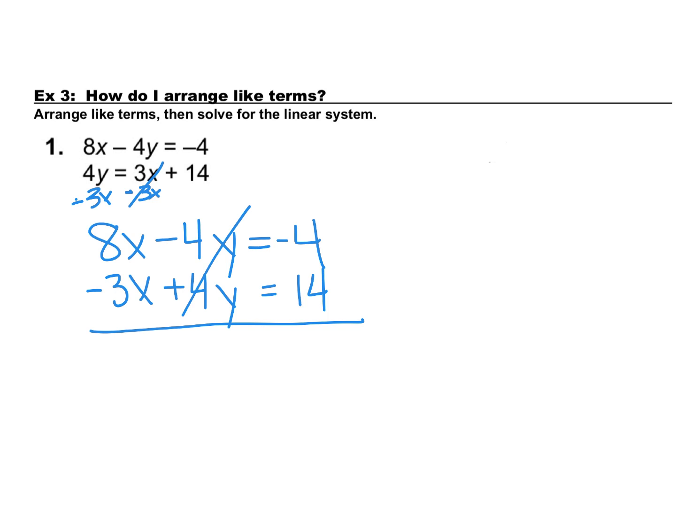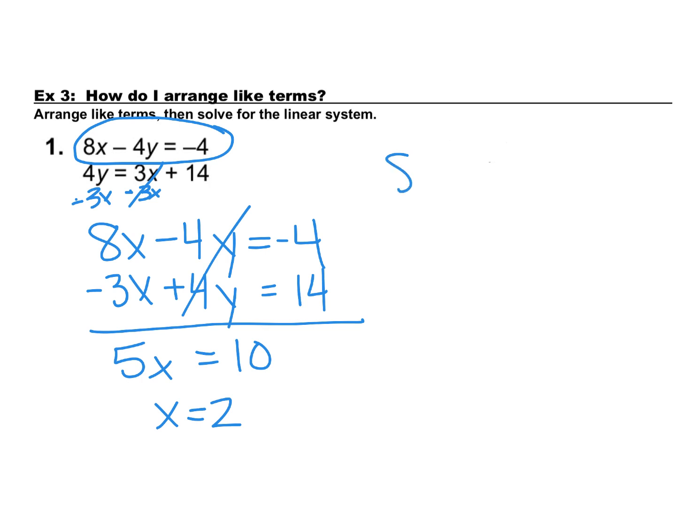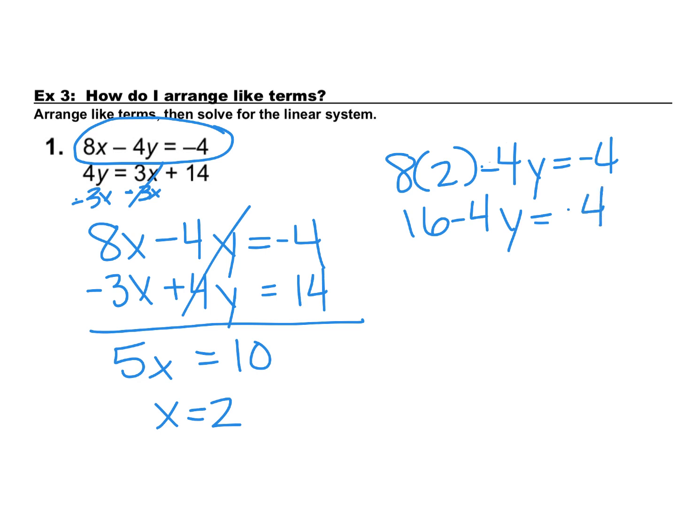So 8 minus 3 is 5x. That other term canceled out, and I have negative 4 plus 14, which is 10. I divide by 5, and so x is going to be equal to 2. Now that I have x equal to 2, the last step is to substitute that variable in where you see an x. So I'm going to take 8 times 2 minus 4y is equal to negative 4. 16 minus 4y is equal to negative 4.